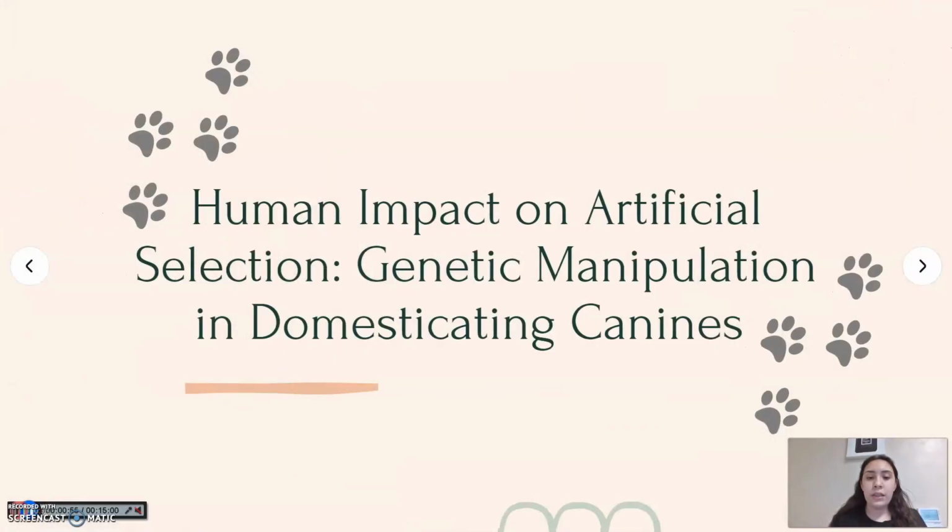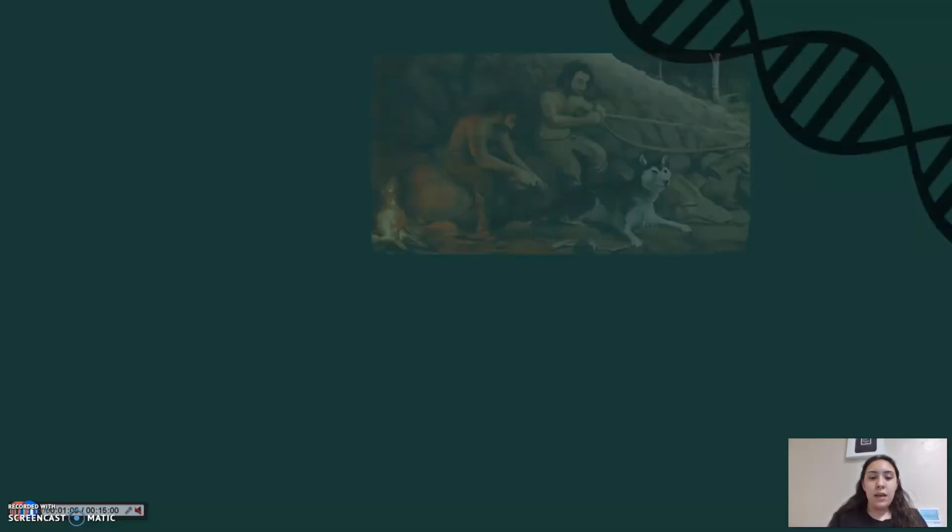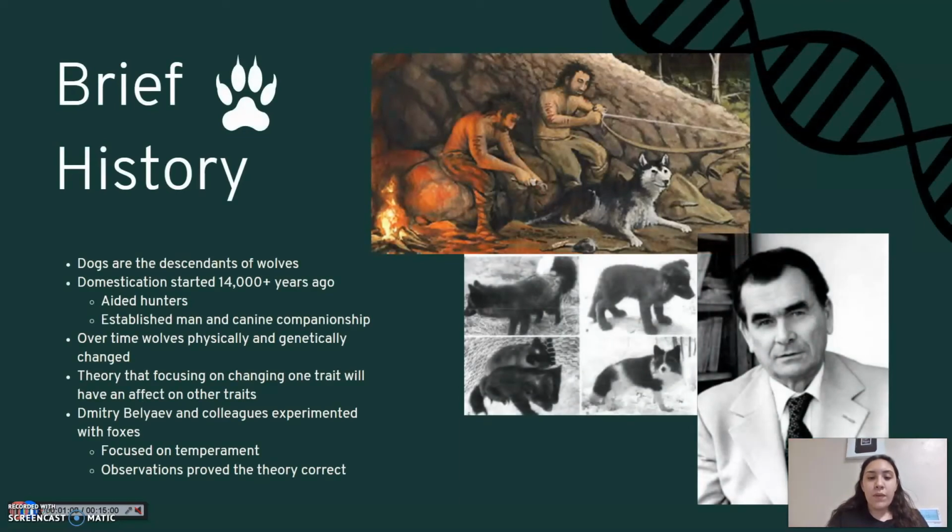Now we're going to talk about the human impact on artificial selection through various examples, starting with genetic manipulation in domesticating canines. To begin, I'm going to go over a brief history. The origin of dogs starts with the domestication of wolves that occurred roughly 14,000 years ago. Hunters noticed that some wolves had lower temperament compared to their aggressive pack members and used it as an opportunity to interact with these wolves and build a relationship with them so they could aid hunters in hunting. And through this, they were also able to establish that man and canine companionship.